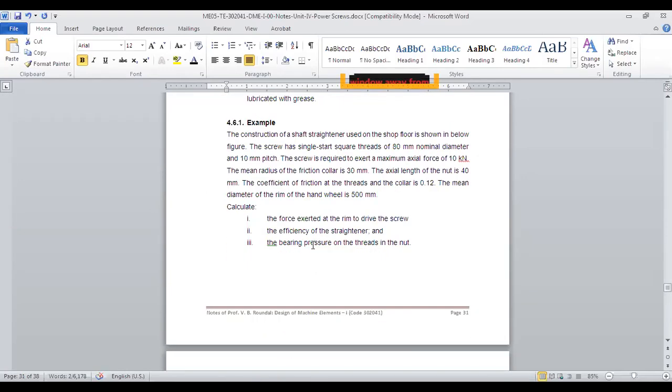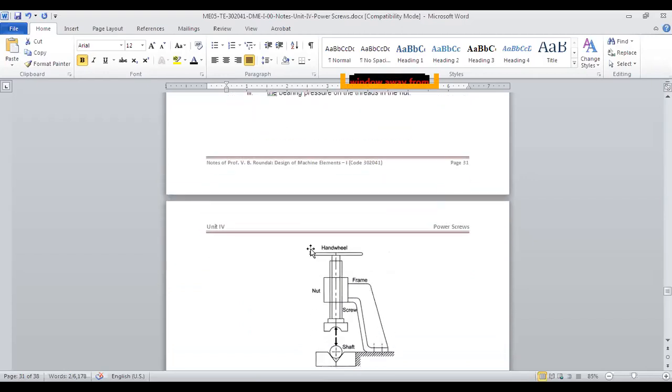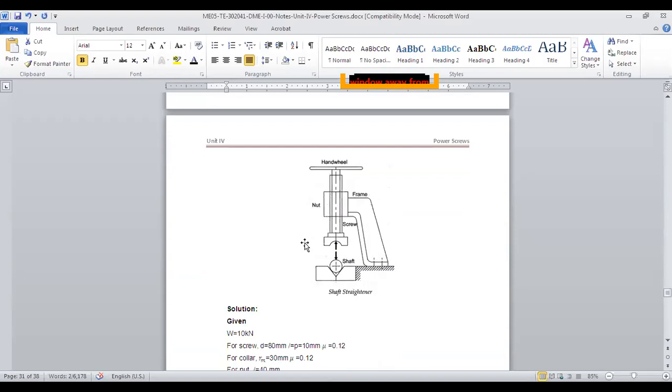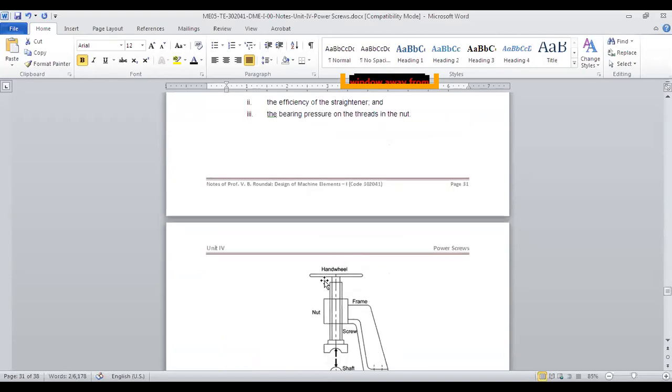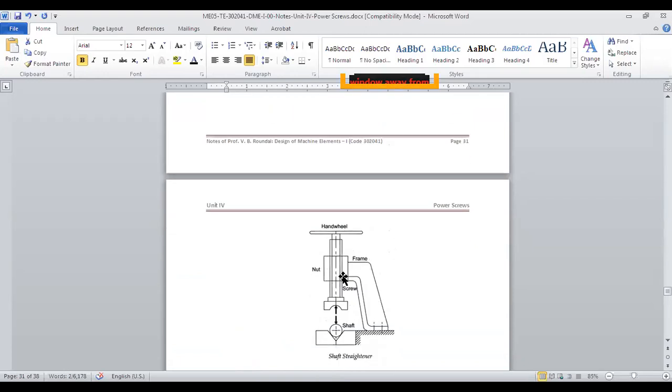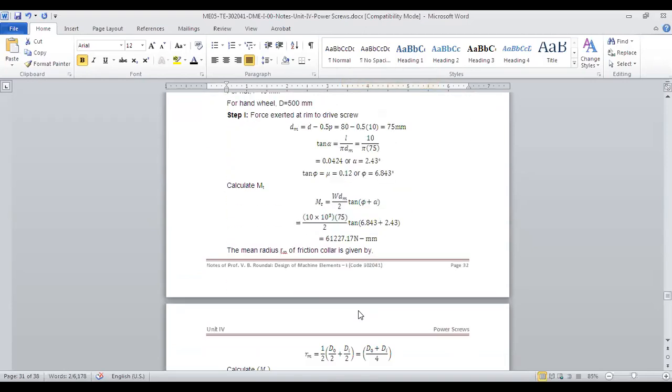Okay, then we have taken an example like today's example, where we have also found out the bearing pressure in a screw. We have taken the example of a shaft straightener. We found out the effort required for a particular load, and at the same time we have found out the efficiency and also the bearing pressure on the threads.